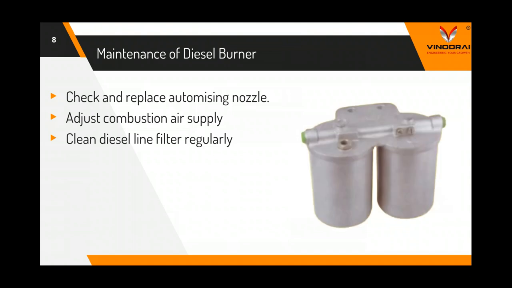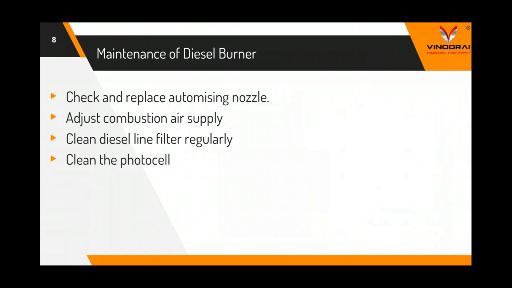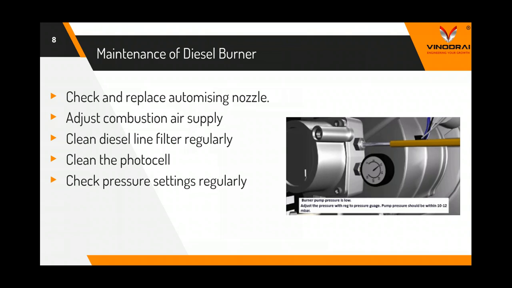Choking of the diesel line filter doesn't allow the pump to generate enough pressure for atomization by the nozzle. Thus, cleaning the diesel line filter regularly is a very important part. Clean the photocell. Photocell is an important safety feature which needs to be kept dust free. Accumulation of dust on the photocell can result in flame fail unnecessarily. Check pressure settings regularly, because the pressure setting in the pump gives the pressure of the fuel to the atomizing nozzle, and if the pressure is not proper, your atomization and spraying of diesel will not be proper, resulting in inefficient fuel consumption.